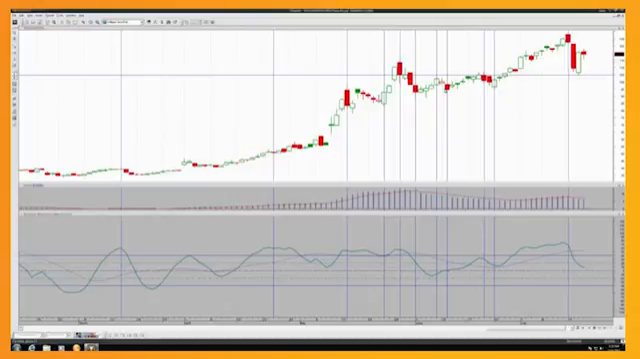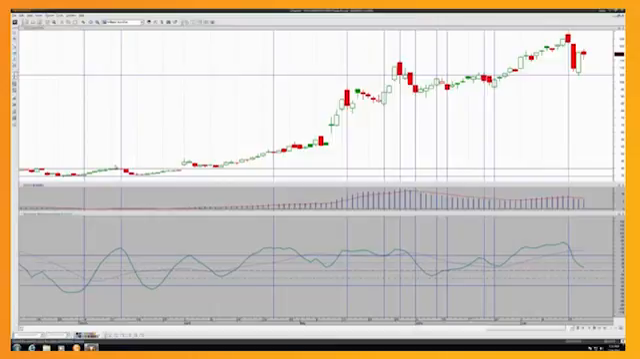All right, so here's what this stochastic momentum index will do. See how it's flat here? And then it starts making a run, and that run is from somewhere around 35, and it runs all the way up to 40, right? That's a huge move, right? That is a very, very big move.